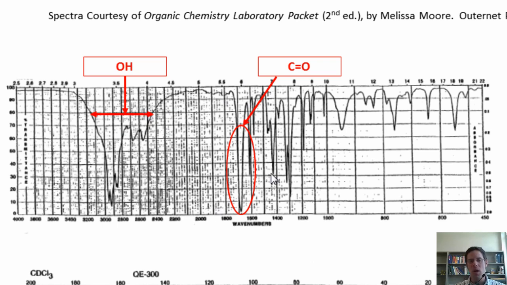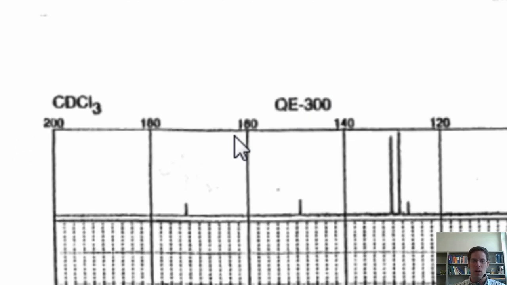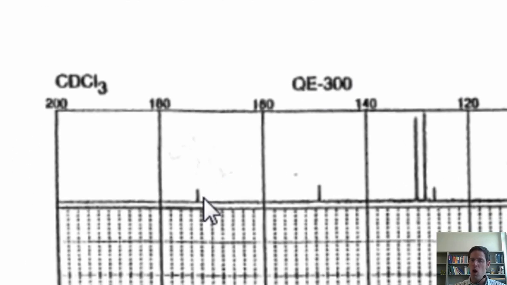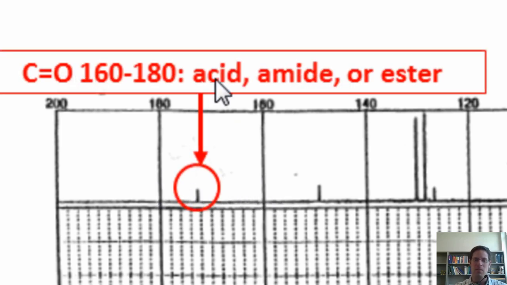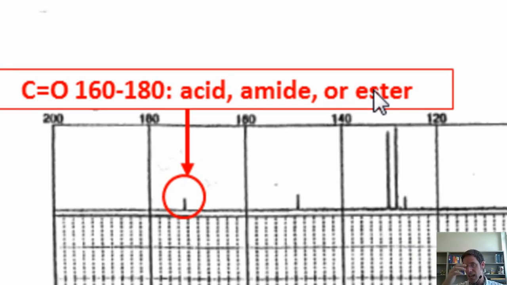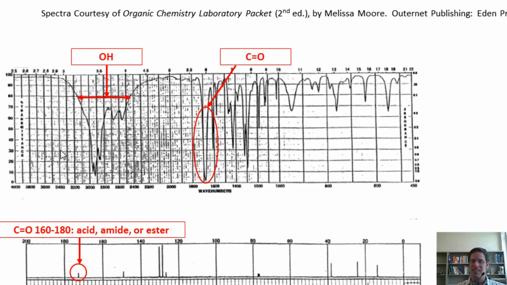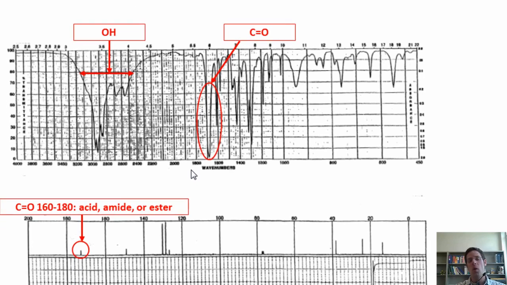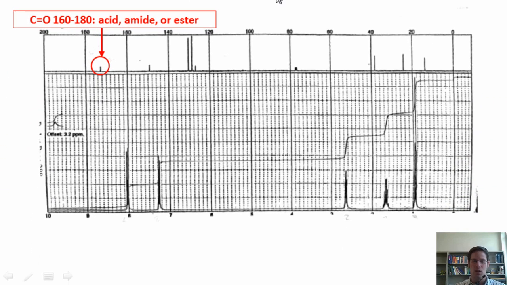Now that I know I do have a carbonyl, I'm going to look at my carbon NMR and see where that appears. It's always the leftmost signal. The leftmost signal does indeed appear between 160 and 180, which tells me it has to be a carboxylic acid, an amide, or an ester. Now, once again, I can pretty well deduce from my IR that it is a carboxylic acid, so I don't really have to worry about amide or ester. Let's go on to our hydrogen NMR.